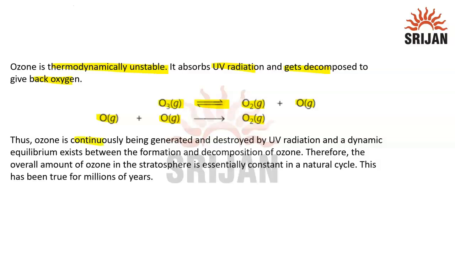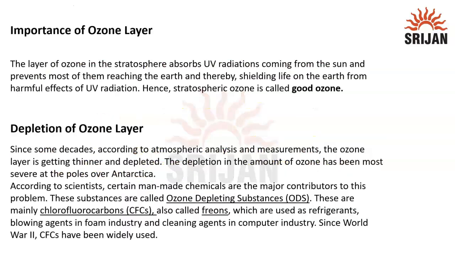So ozone is continuously being generated and destroyed by UV radiation, and a dynamic equilibrium exists between the formation and decomposition of ozone. Therefore, the overall amount of ozone in the stratosphere is essentially constant in a natural cycle. This has been true for millions of years.